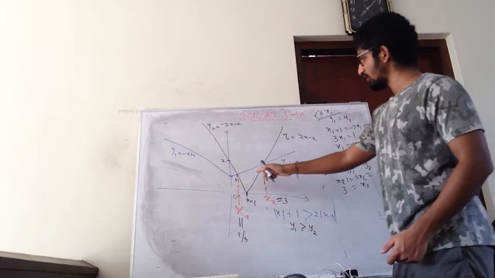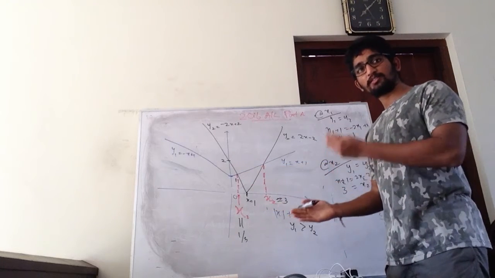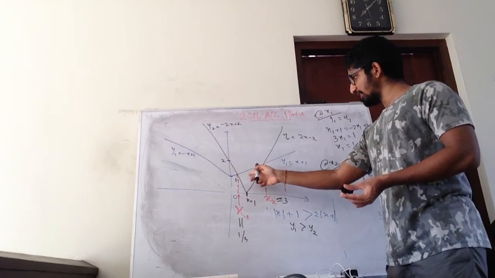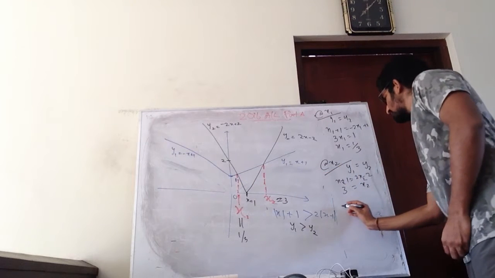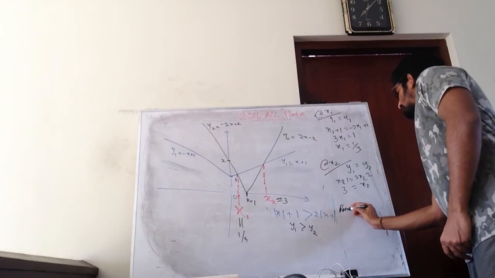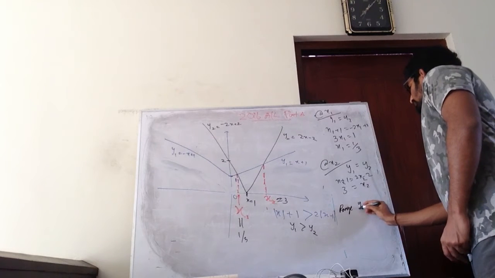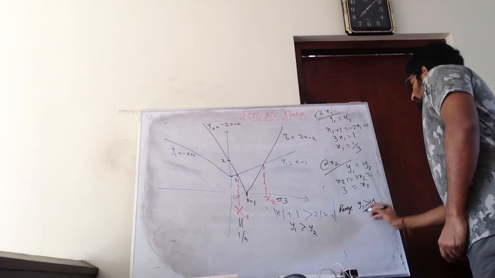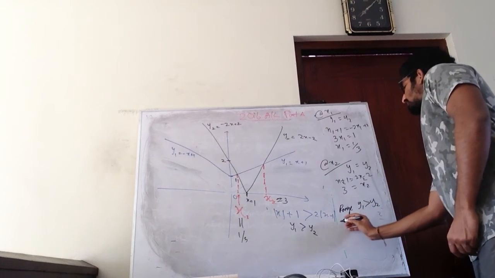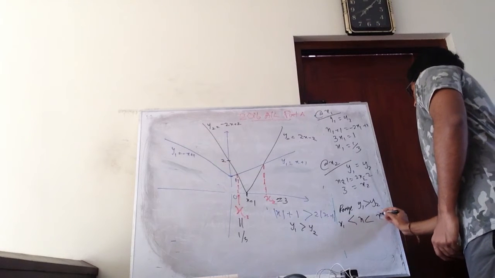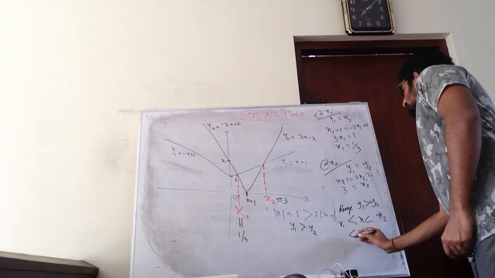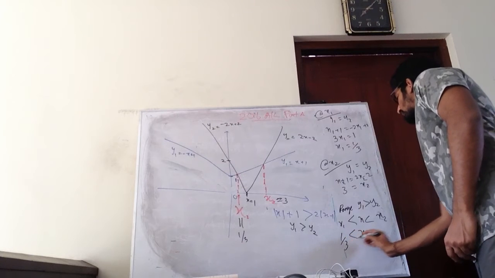So what is the range where y1, which is this, is greater than y2? That means the range where y1 is greater than y2 is x between x1 and x2. That is x is between 1 over 3 and 3.